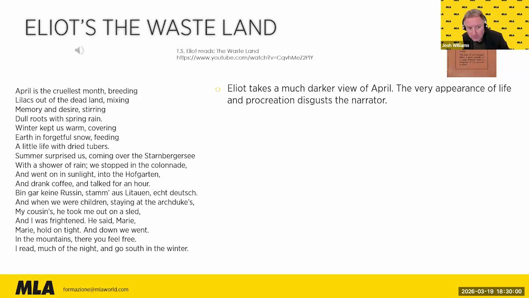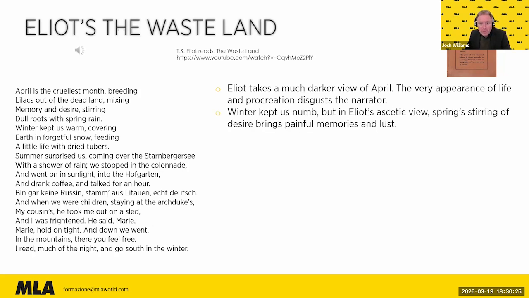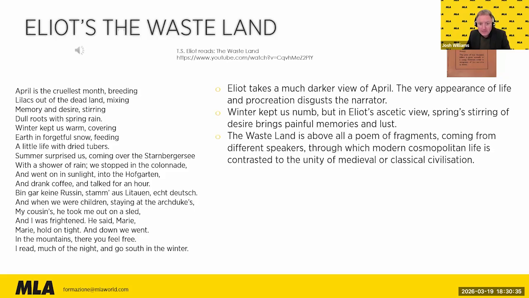Again, here we just have the beginning. It's the beginning of the first part. So the actual poem would go on for probably at least 20 minutes if we were to read it all. But as you can see, Eliot takes a much darker view of April. The very appearance of life and procreation disgusts the narrator. So it's a very different point of view, in contrast to Chaucer's. He says winter kept us numb, but in Eliot's aesthetic view, spring's stirring of desire brings painful memories and lust.